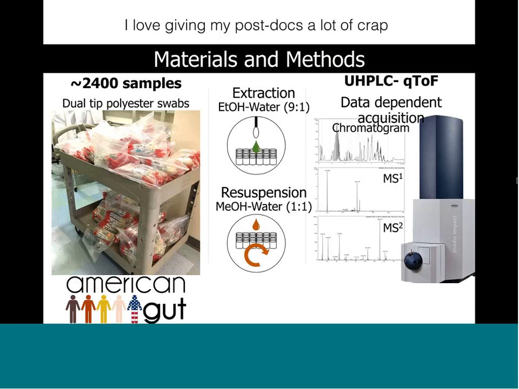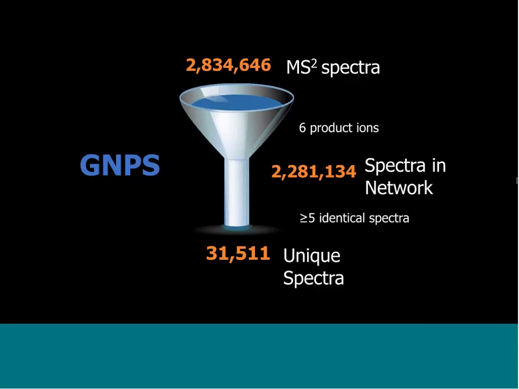And now we had to deal with 2,400 data sets. If you look at the number of MS-MS spectra within this particular data set, it comes to 2.8 million MS-MS spectra. For most people, they don't have the capacity to deal with this, but GMPS enables us to begin dealing with this volume of data in a reproducible fashion.